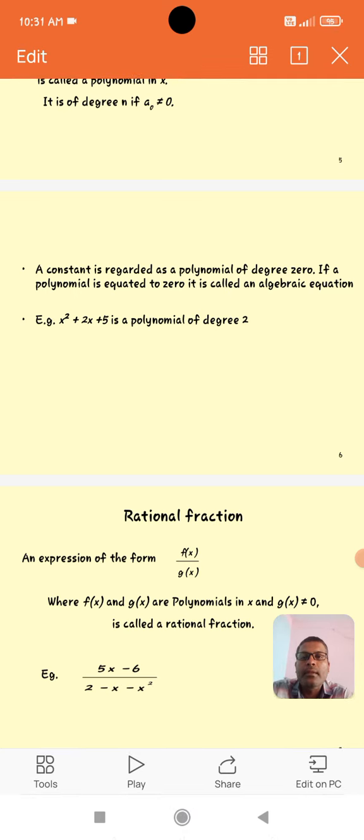You see the example: x square plus 2x plus 5 is a polynomial of degree 2. Here, what is the highest power in the polynomial? 2 is there, so the degree of the polynomial is 2.